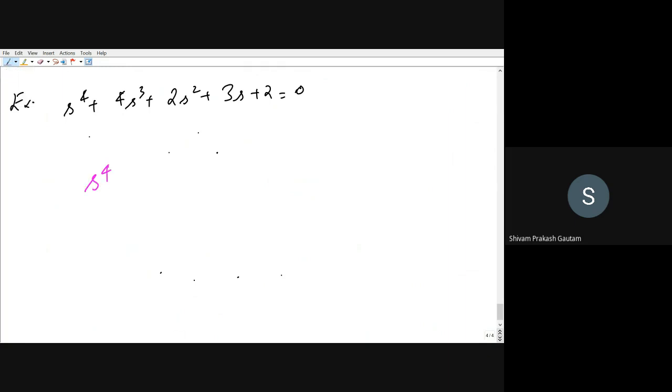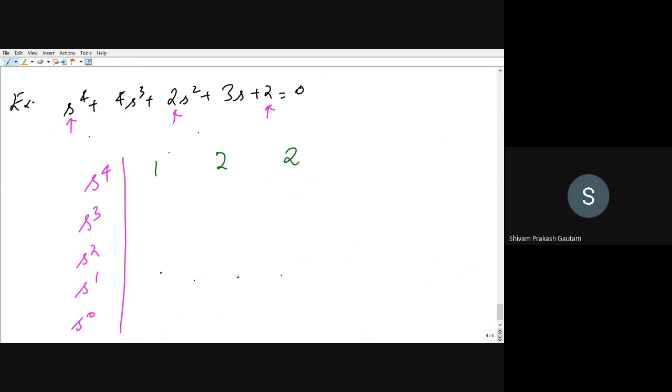That is s to the power 4, s to the power 3, s to the power 2, s to the power 1, and s to the power 0. So the maximum power is 4. You can see 4 is even, so we will fill the coefficients of all the even powers of s. You can see I have marked it. So this is 1, 2, and 2.